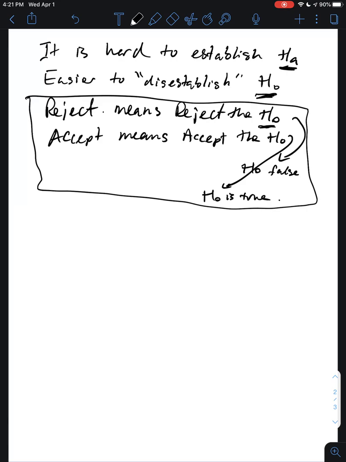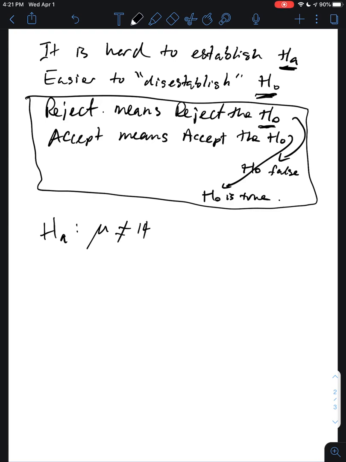So let's take a look at some examples from the textbook. Example 9.1: you wish to show that the average hourly wage of clerical workers in the province of New Brunswick is different from $14, which is the national average. So you're trying to establish something different about New Brunswick. You're trying to show that New Brunswick varies from the rest of the country. So that is our alternative hypothesis, and we're going to write that out as: the alternative hypothesis is that the mean wage is different from $14.